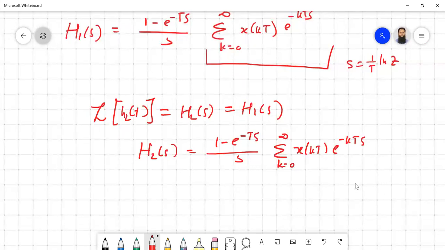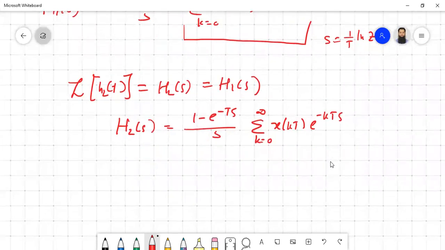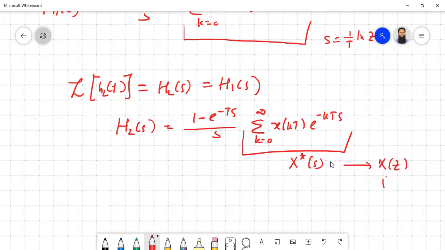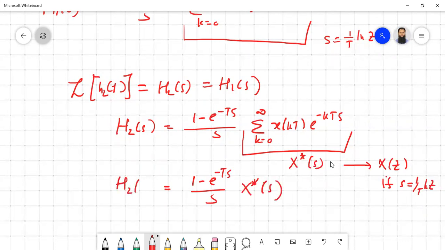Okay, and what is this one? We already have seen this is nothing but our experience of the impulse sampler in the last topic. This is actually your x star s, which can also be said as xz if your s is 1 by t log z. So we can simply write it this way: 1 minus e to the minus ts by s into x star s is your H2s.